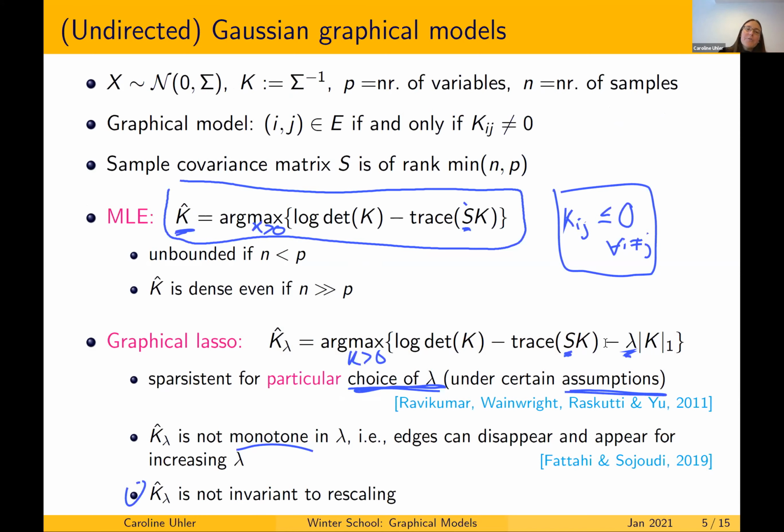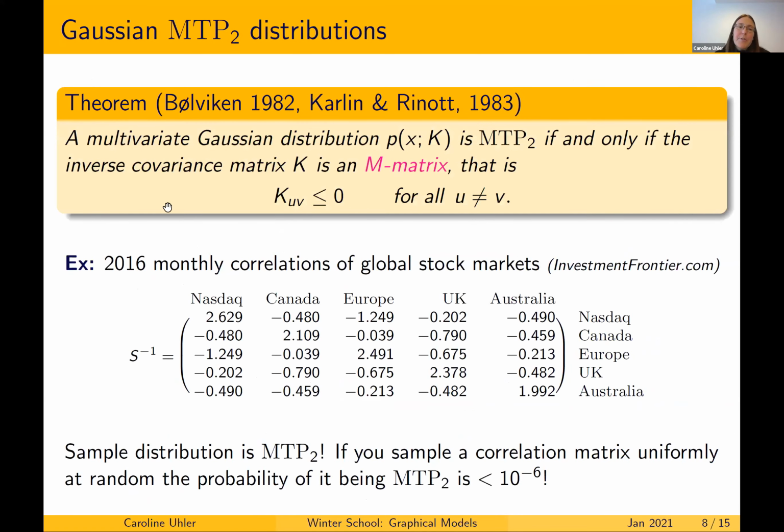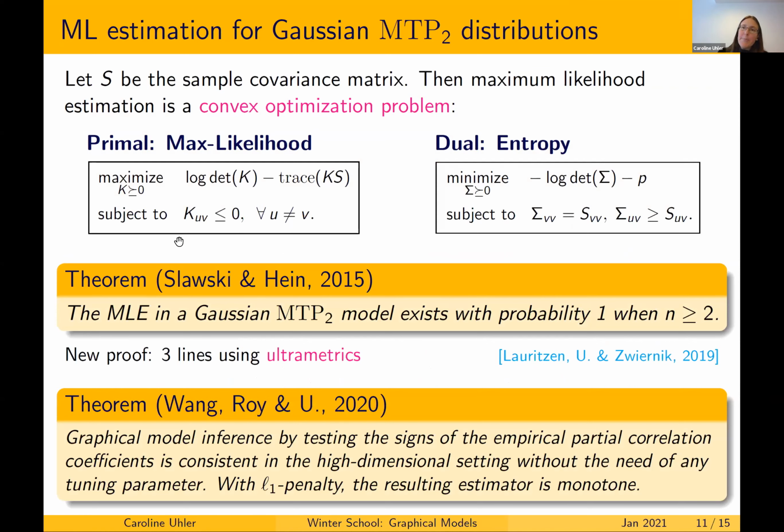And, let me not go through it too much, but let me just tell you that in fact under MTP2, so if you really add this constraint of MTP2, that all off-diagonal entries of the inverse covariance matrix be smaller or equal to 0, then all these problems are solved. Okay, so you get all these really nice properties. For example, this thing is not going to blow up to infinity, even if you just have 2 samples. So that's this first result here. There was a proof by Slawski and Hein in 2015. If you know about ultrametrics, a really nice topic in linear algebra, then this proof is super fast. It's like 3 lines.